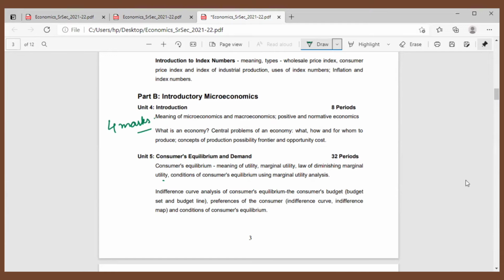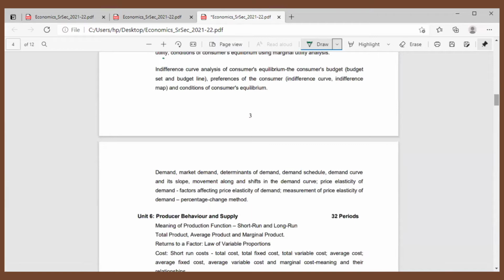Then we have unit 5, that is consumers equilibrium and demand. A very interesting topic, one of my favorite to teach and to learn also. It includes chapters such as utility analysis, cardinal and ordinal utility analysis, indifference curve approach, and conditions of consumers equilibrium. This one is a big unit. Then we have demand, market demand, determinants of demand, and price elasticity of demand. So there are 3 to 4 chapters, depending upon whichever reference book you are using, or in case you are using NCERT, then obviously this is a whole unit in itself. The weightage of this particular unit is 13 marks.